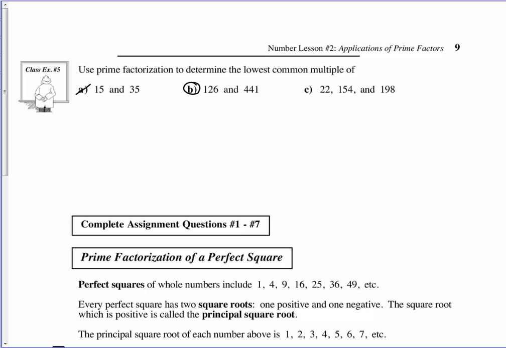So prime factorize. If you want to use a tree, you can use a tree, or if you want a division, I'll do division. Remember, only divide by prime numbers. So first prime number would be 2, which is 63. 2 won't go in, but what will? 3, 21. And then last, 3 and 7.